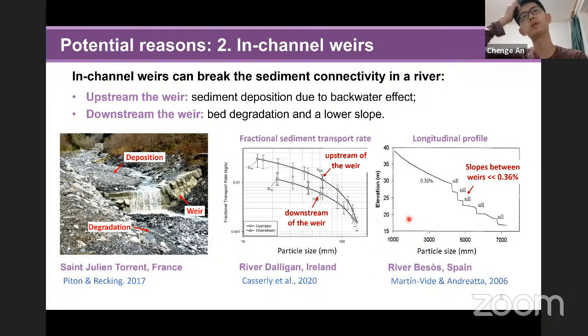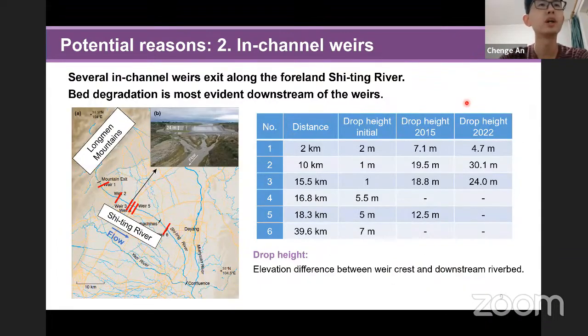The second hypothesis about river degradation in the Chenge River is related to in-channel weirs. People have found that in-channel weirs can break the sediment connectivity in a river, and as a result, upstream of the weir, sediment deposits due to the backwater effect, and downstream of the weir, there is bed degradation and a reduction of the bed slope. For the Chenge River, several in-channel weirs exist along the Foreland ridge. It is observed that the degradation is most evident immediately downstream of the weirs.